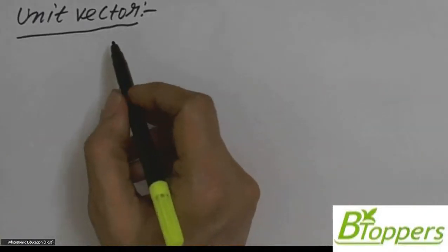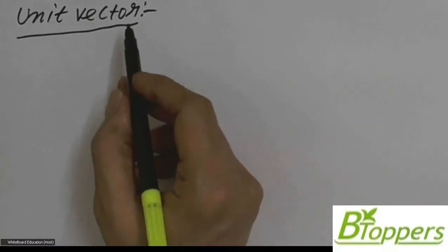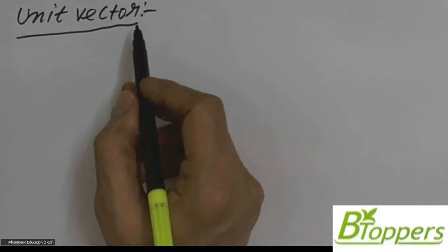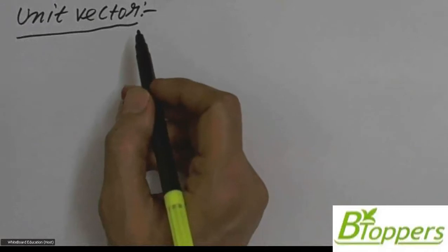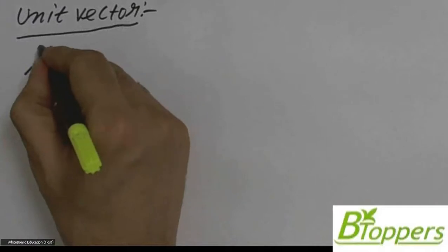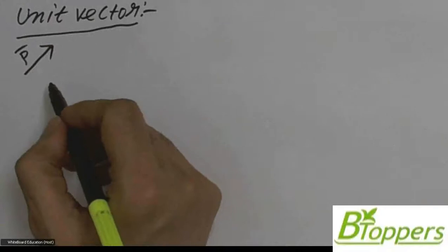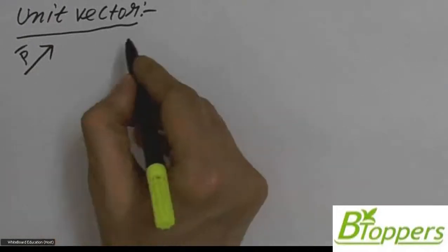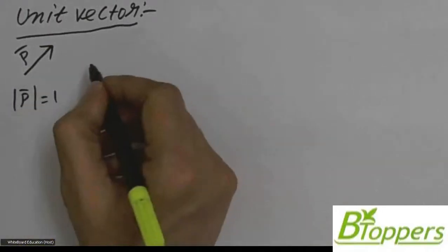Next, I would like to discuss the concept of a unit vector. A vector having unit magnitude is called a unit vector. That means whatever may be the direction of the vector, if the modulus of the vector is 1 unit, then it can be called a unit vector. Suppose P bar is a unit vector which acts in the direction as indicated in the figure, then you can write modulus of P bar equal to 1.